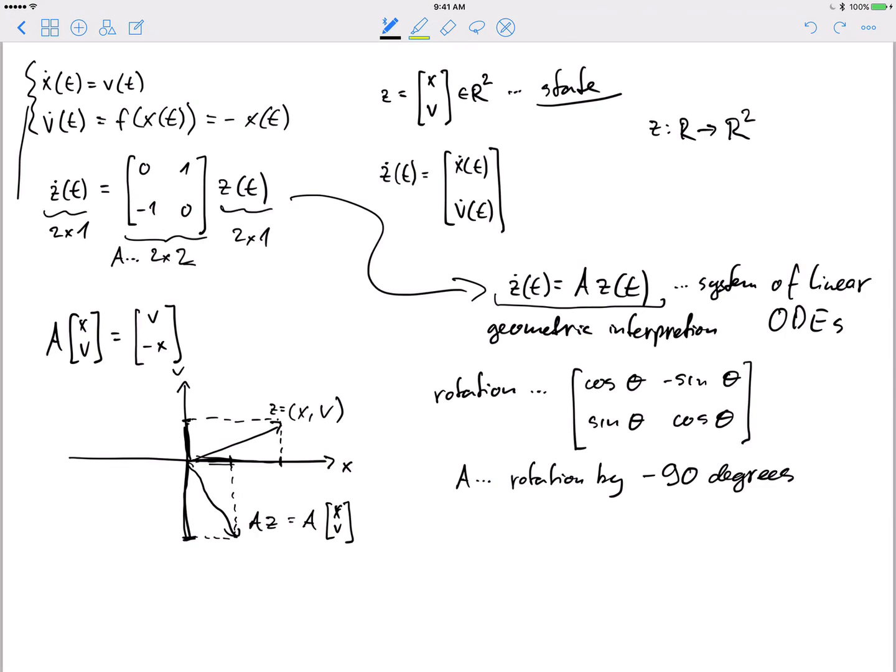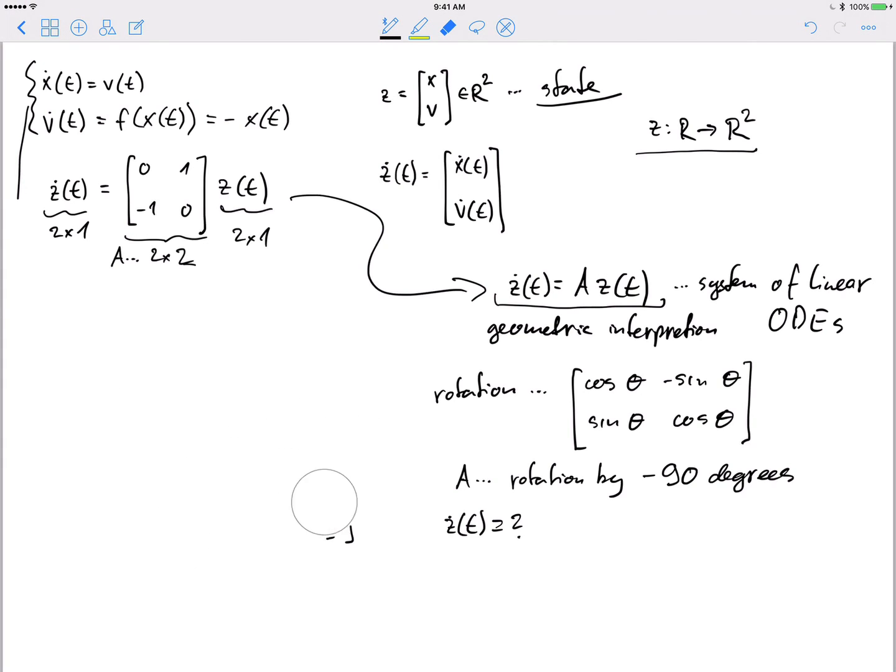Now, what is the geometric meaning of the z function, and especially this z dot t? What does z dot t mean geometrically? So maybe I'll get rid of this, if that's okay. This was just the geometric understanding of what A is. So now we have already established it's a rotation.